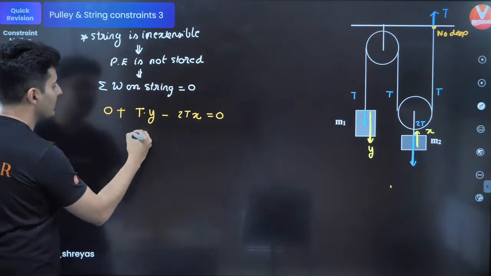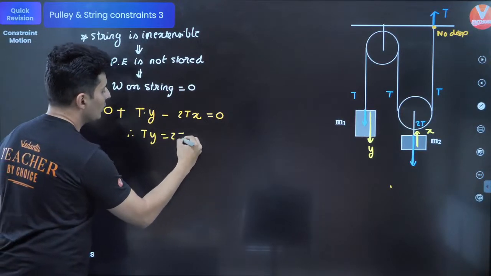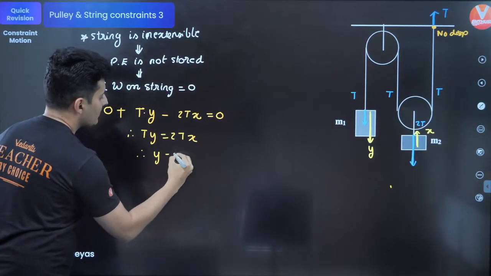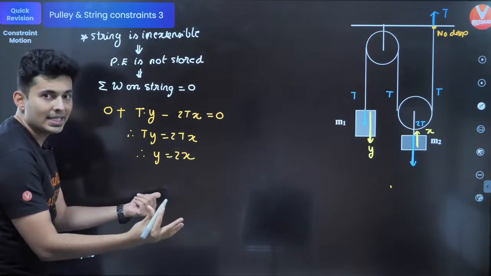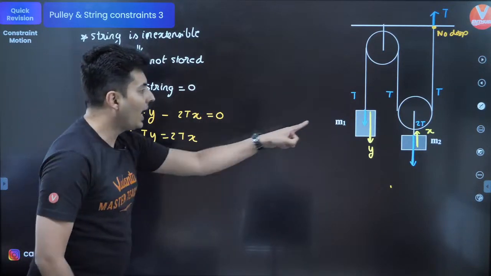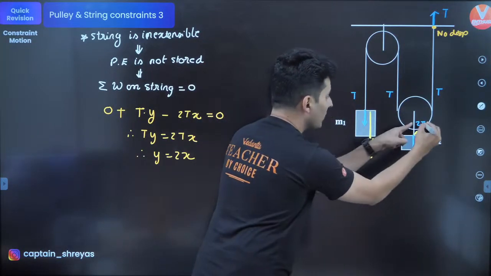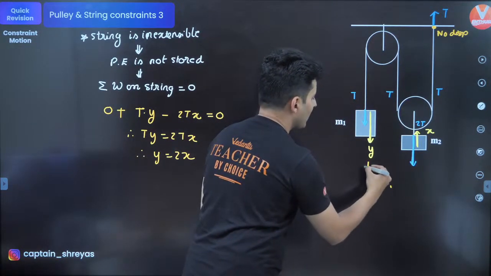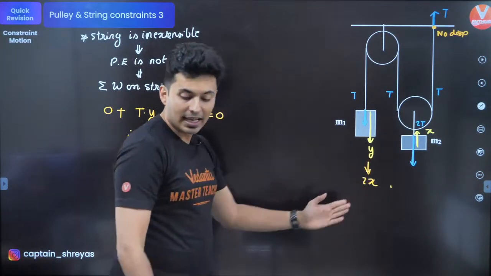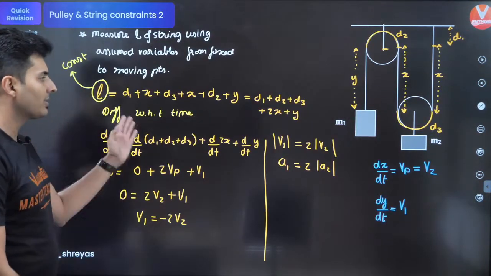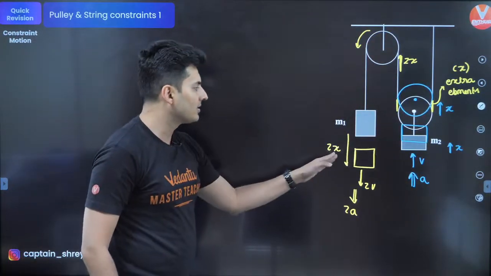Now shift it to the other side. Therefore, Ty is equal to 2Tx. Therefore, Y is equal to 2X. That means, what did you get? Y is twice of X. That means, if this goes up by X, this will come down by 2X, which is exactly what we got in the previous slides. If this is x, this is 2x.